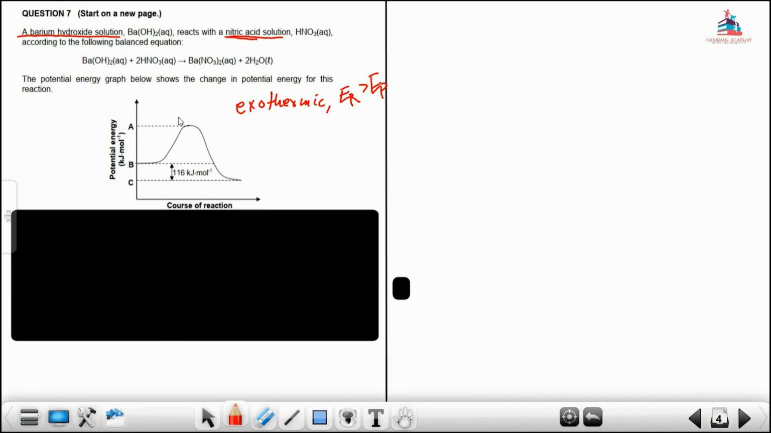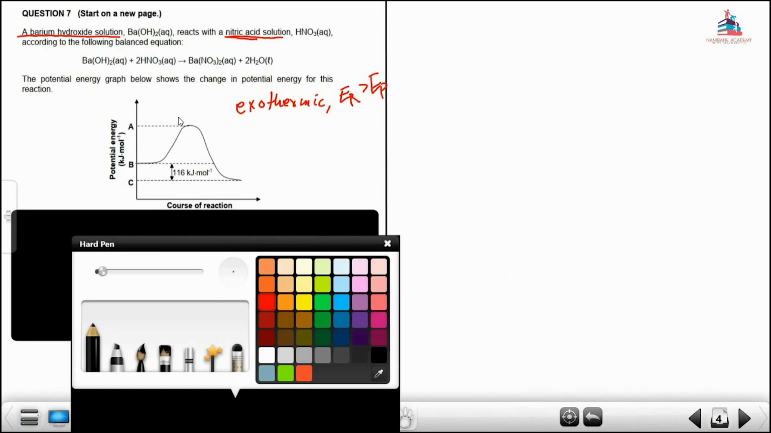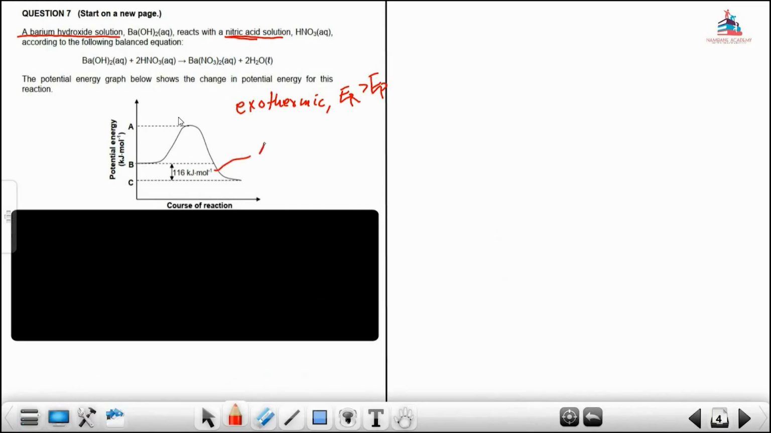What else can we say about this graph before actually even thinking of answering the questions? What can one say? Can I say 116 is our delta H? Okay, then we have the 116, that is now our delta H. And then what else can we say?